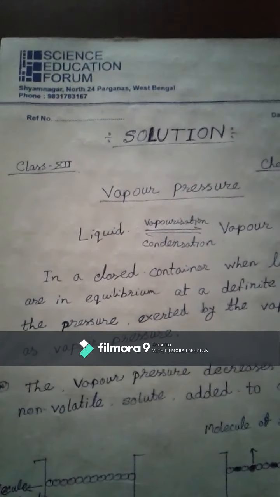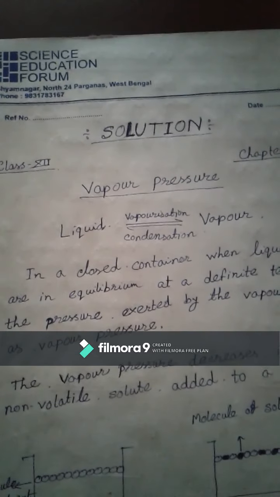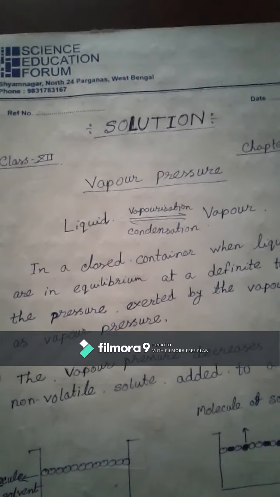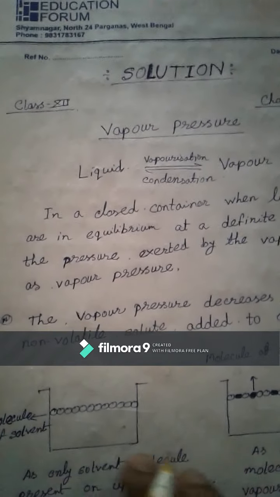So it is mandatory that the container should be closed, and the liquid and vapor must be in equilibrium, and the pressure exerted by the vapor at equilibrium condition is known as vapor pressure. Now we discuss the dependency of the vapor pressure. The vapor pressure decreases if a non-volatile solute is added to a solvent.